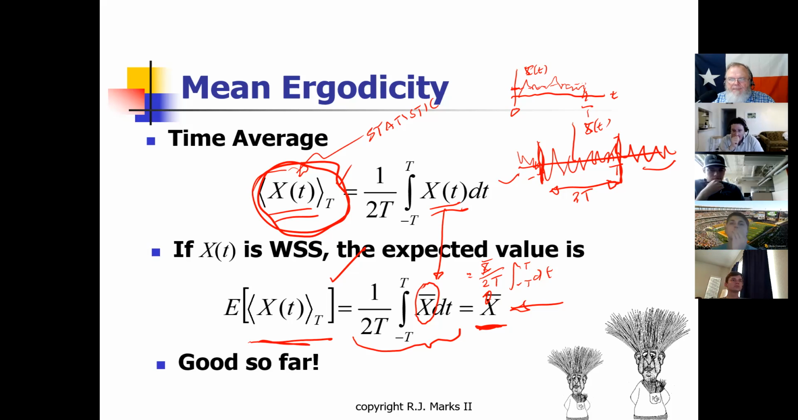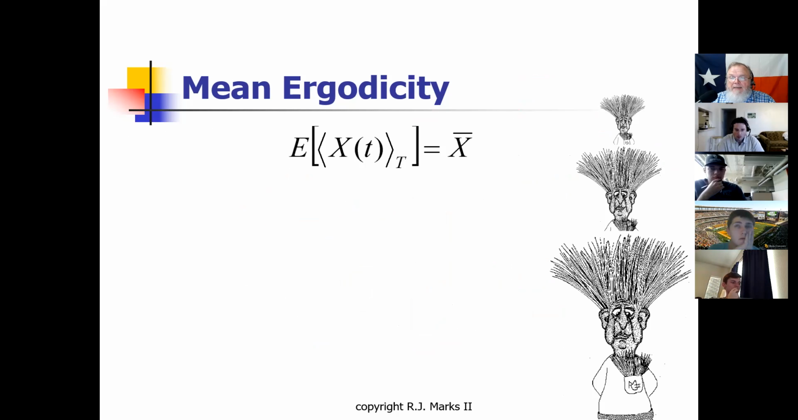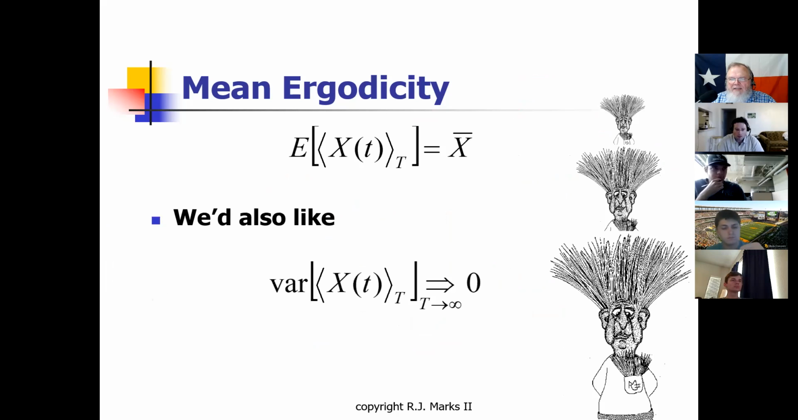Okay, good so far. So the next thing we have to do is to compute the variance of this statistic, right? Because we would like the variance of this time average to go to 0. So let's spend some time to compute the variance of this random process. Well, first of all, we know that the expected value is equal to x bar. We just proved that in the previous slide. We'd also like the variance of the time average to go to 0 as t goes to infinity.